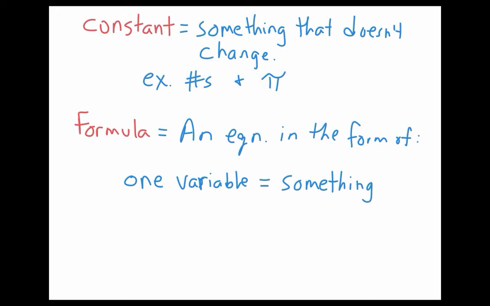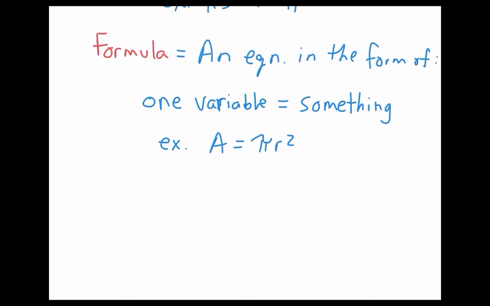So I could write examples. You could do something like area equals pi r squared. That's a formula for the area of a circle. But you could also just have x equals, somebody give me a number? 2. 12. 148. 12.248. So everybody wins, but 12.248 is a formula. X equals 12.248. That's a formula. It tells you what x is. It has one variable by itself equals something.